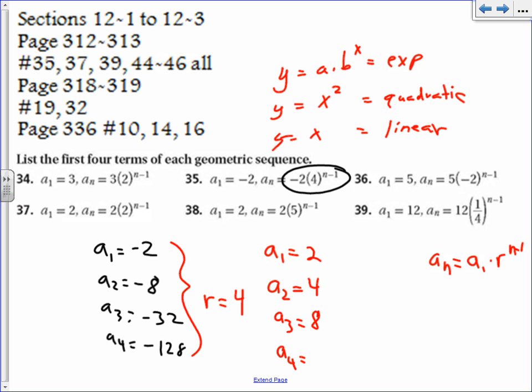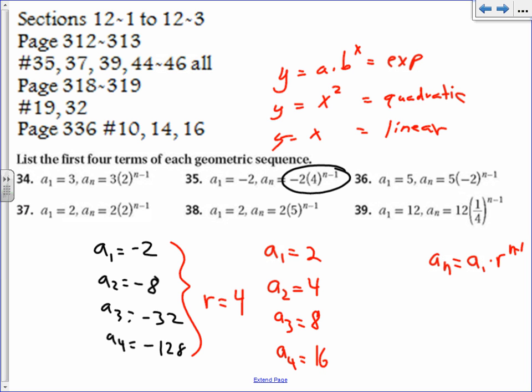Times 2. And so there's your answer. Again, watch. 16 over 8, 8 over 4, 4 over 2. Doesn't matter. They always give me 2. Guys, that won't always happen now.